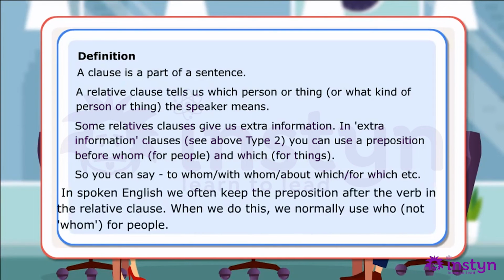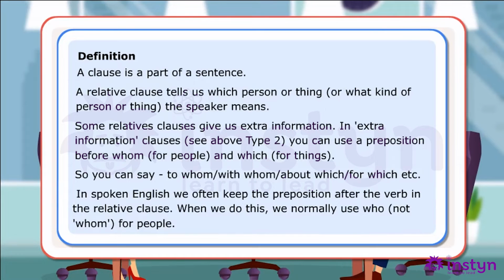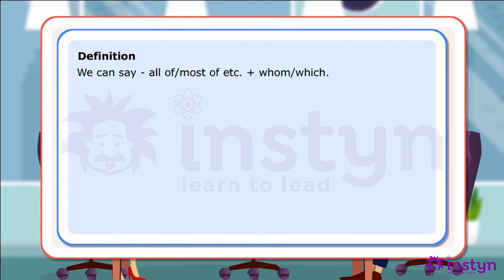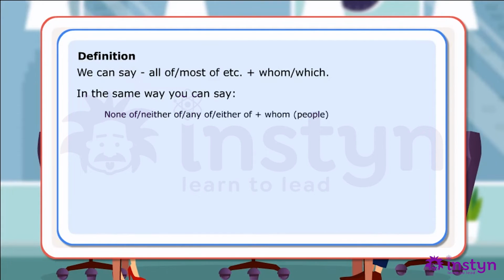So you can say to whom or with whom, about which or for which, etc. In spoken English, we often keep the preposition after the verb in the relative clause. When we do this, we normally use who, not whom, for people. We can say all of or most of, etc. plus whom or which. In the same way, you can say none of or neither of, or any of or either of plus whom, people.